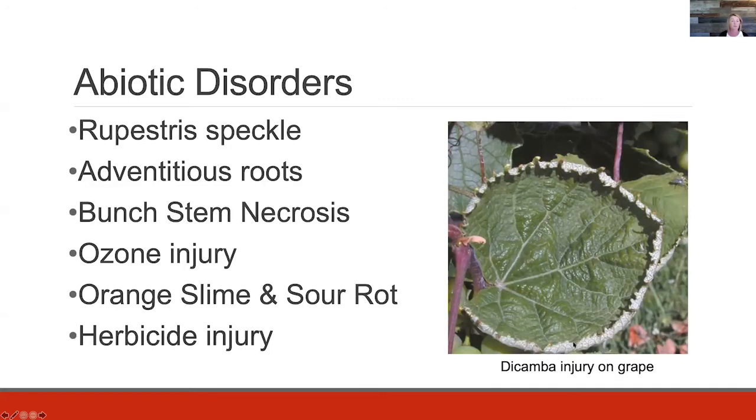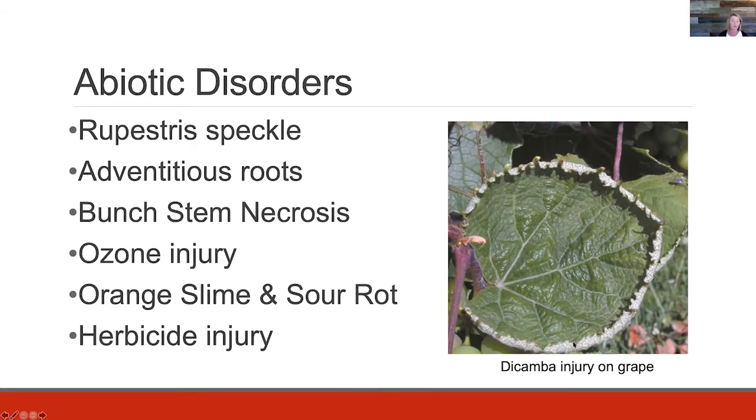So I'm going to focus only on a few today because there are many, many abiotic disorders that impact grape, but these are the ones that I get the most calls about from the growers. And these ones are often misdiagnosed by the grower and sometimes by others as an actual biotic disease when really they're abiotic disorders.